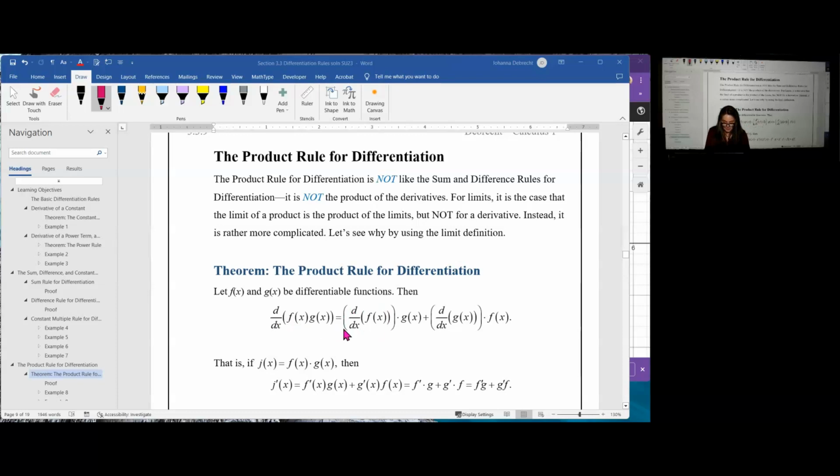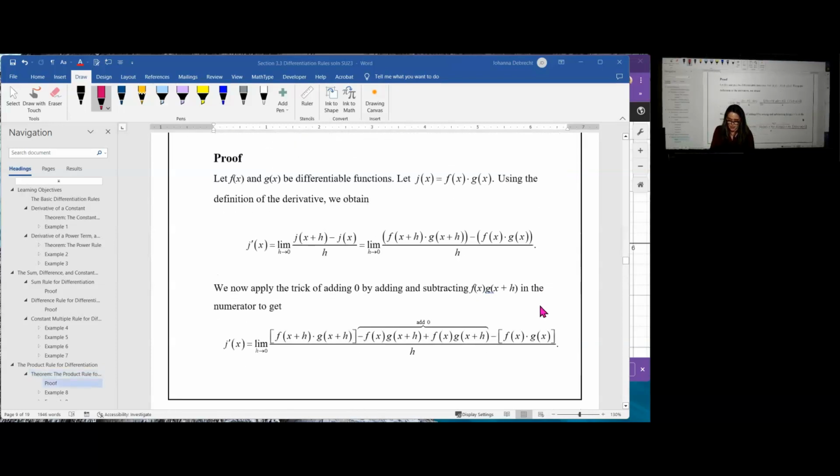It gives me the derivative of the first function times the regular old second function plus the derivative of the second function times the regular old first function. In other words, the derivative of f times g is f prime g plus g prime f. You need to memorize this because it's going to come up thousands of times in your calculus experience. Let's take a look at the proof of this rather difficult concept.